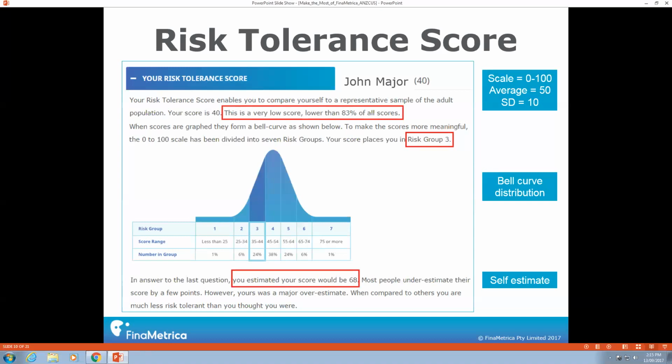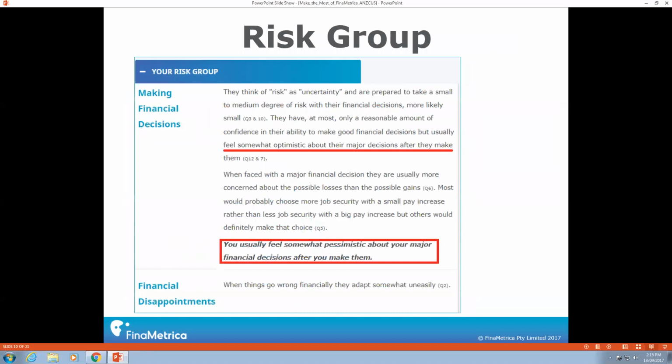I'm now moving on to the risk group section of the profile. So the risk group description reflects the typical answers selected by people within the group. For example, most people in risk group 3 usually feel somewhat optimistic about their major decisions after they make them. However, highlighted in bold and italic under this section, you see that John actually differs from the group.